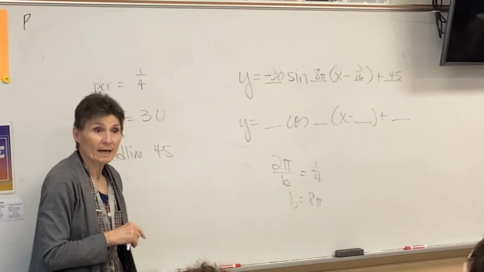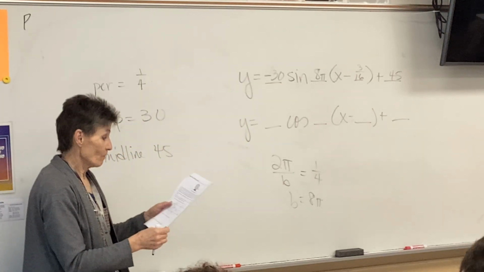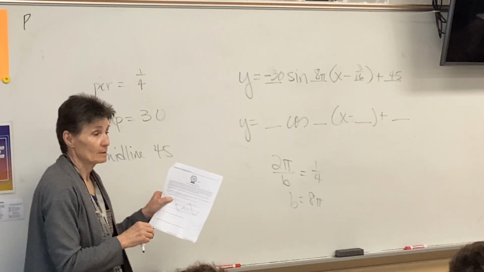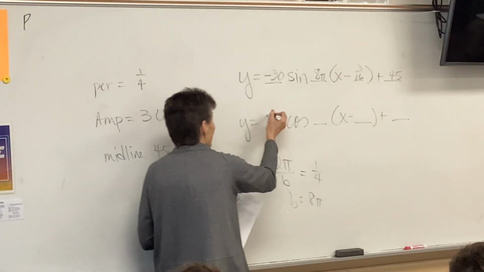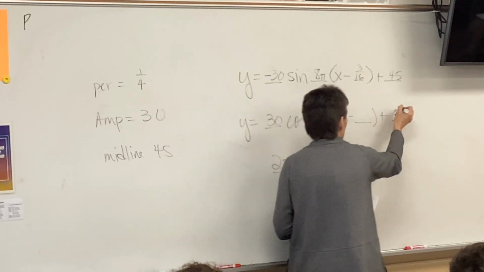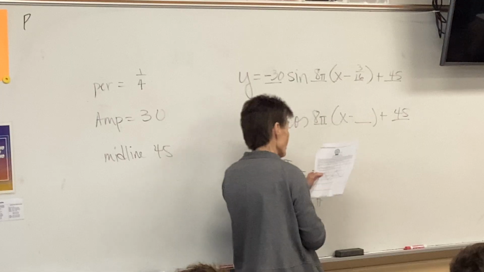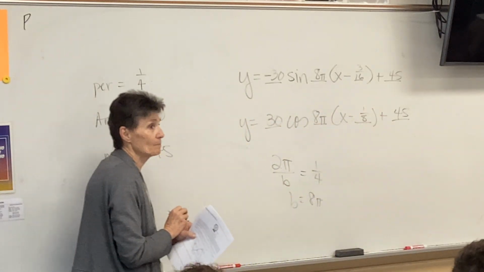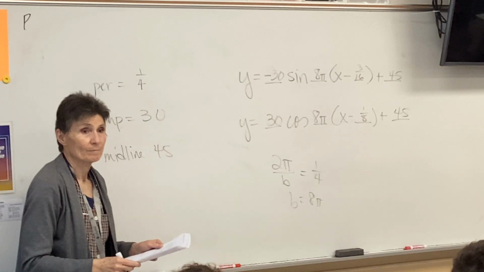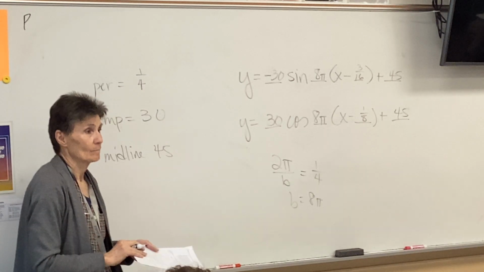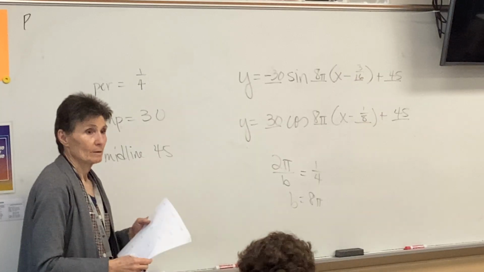All right, now we're going to look at it as a cosine. So if I'm looking at it as a cosine, I'm going to start at point F. So it's a positive cosine. And if I'm starting at point F, that's going to be x minus 1/8. And there we go. All right.